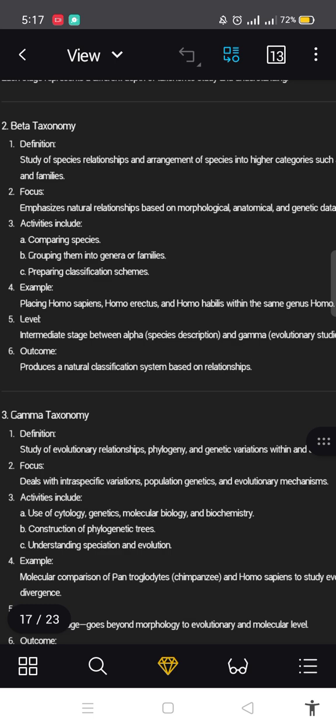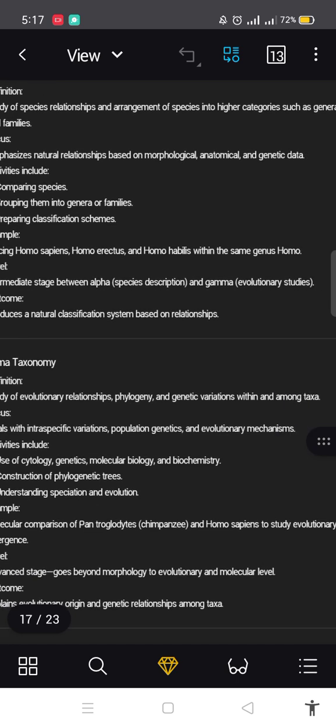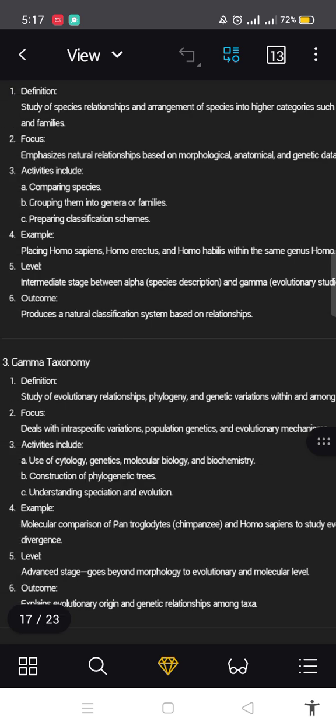Activities include comparing species, grouping them into genera or families, and preparing classification schemes. Example: placing Homo sapiens, Homo erectus, and Homo habilis within the same genus Homo.